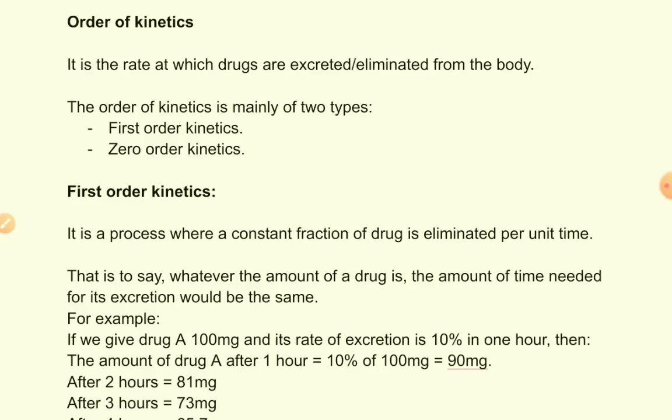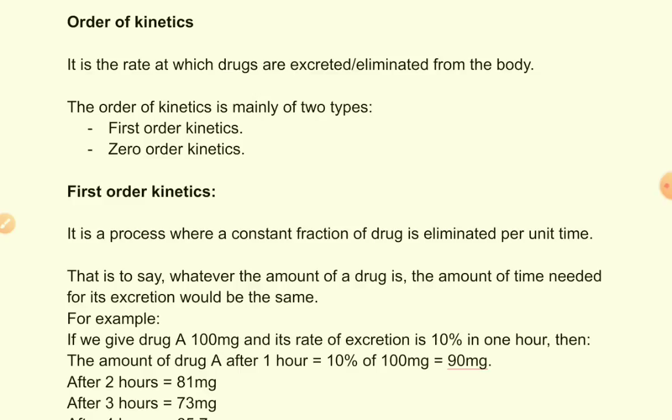So let's see what is order of kinetics. Order of kinetics is mainly talked about in respect to elimination or excretion. However, order of kinetics could be applied to all of the pharmacokinetic parameters like absorption, distribution, biotransformation, and excretion. But in pharmacokinetic study or in pharmacology, we actually talk about this order of kinetics in the drug excretion process or drug elimination process only.